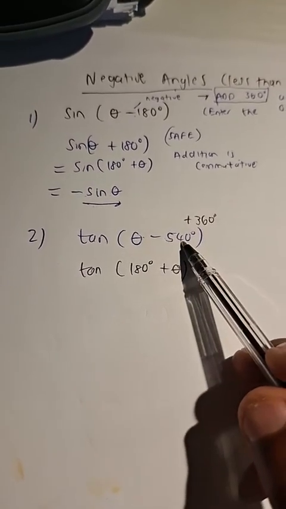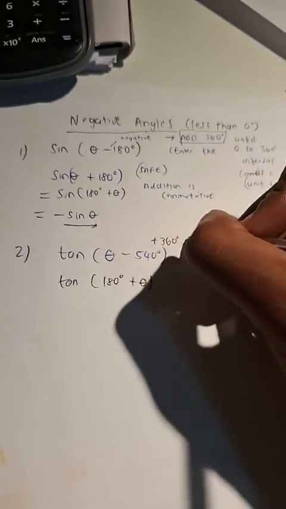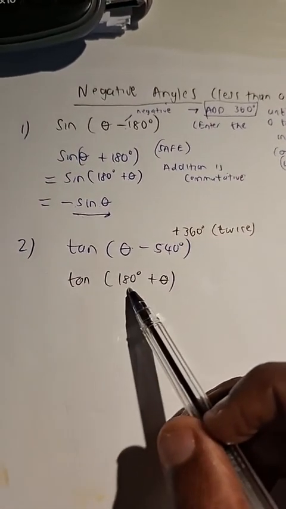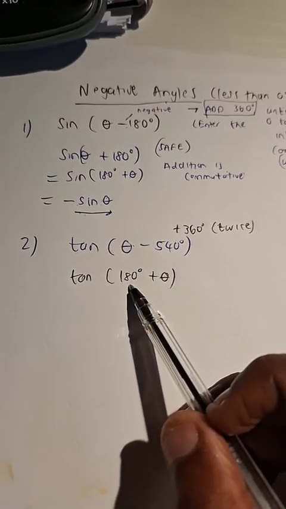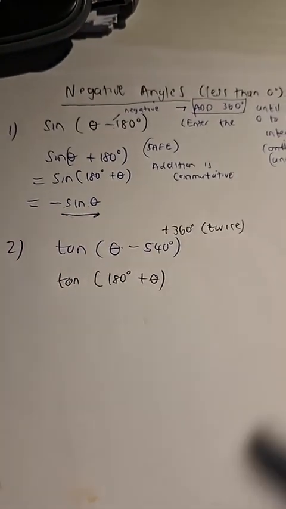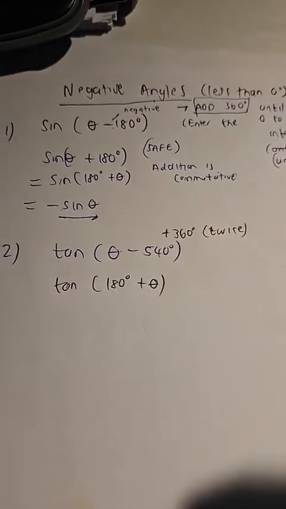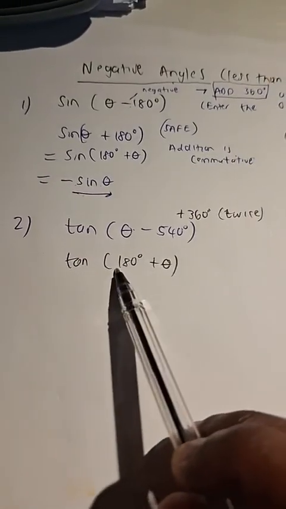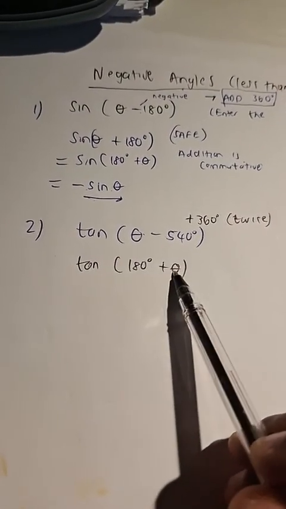So our minus 540, after adding 360 twice, we eventually got to 180 degrees. And this is what we need to do. We need to add 360 however many times until we enter into the 0 to 360 interval. And that's what we want. We are now there, 180 plus theta.